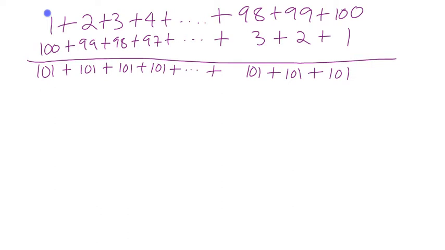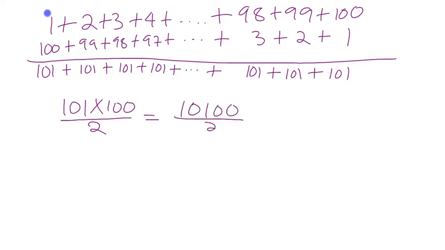So how many 101s do we have? We have 100 of them, right? Now it's fairly easy to multiply 101 by 100. But if I do that, what's the problem? It's not the answer. What is it? It's double the answer, right? So what do I have to do? Got to divide by 2. So that'll be 10100 divided by 2, which is 5050. So little CFG adds this up, comes up with the answer, 5050.